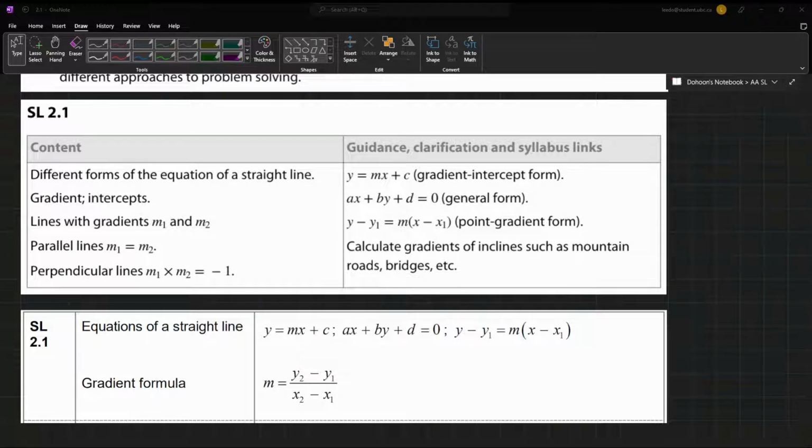One sentence that summarizes the section is that there are different forms of equations for a straight line. The immediate question is why? Each form has a benefit of its own, so I will explain them later one by one.